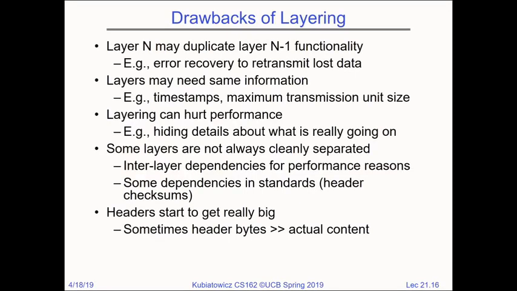Okay, so layering has a bunch of drawbacks, right? Layer n may duplicate layer n minus 1 functionality, or layers may need the same information. So if you put a bunch of layers in, then what you find you're doing is communicating all the information up and down, which gives you essentially the same effect as you had with that n squared problem before. So you've got to be very careful of your layers. Okay, obviously layers can hurt performance. Some layers are not always cleanly separated.